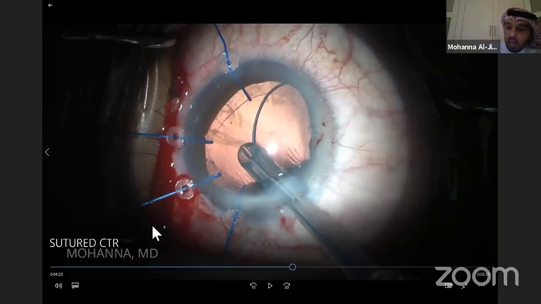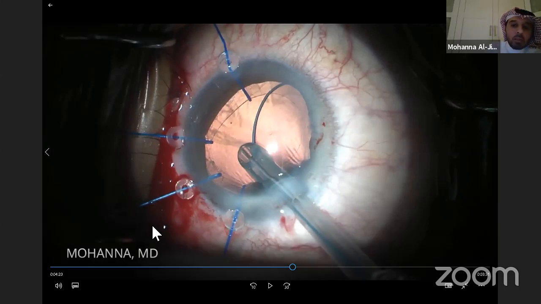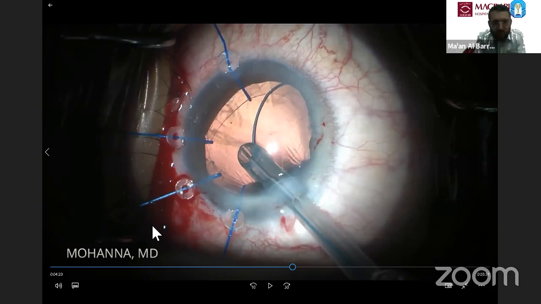I will stop and ask Dr. Ma'an about the CTR, the sizing of the CTR and the area of injecting the CTR in the case of weak or compromised zonule. Any recommendation?